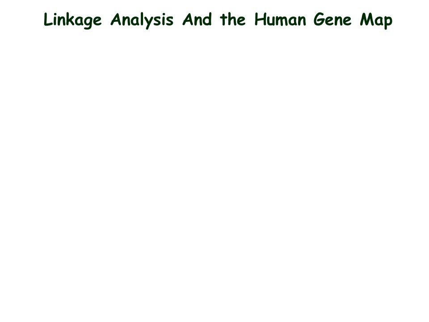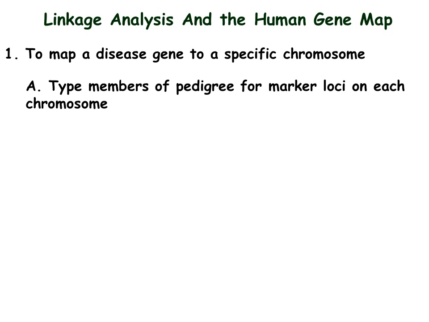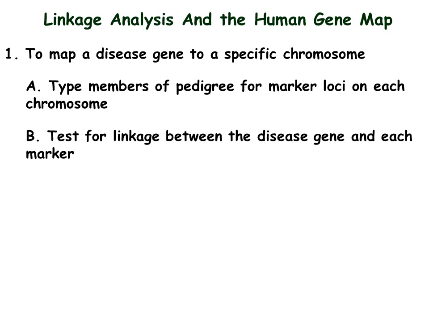Now, the linkage analysis got a lot better once we got more of what we call a hap map, a haplotype map. And that is with all these markers all over each of the chromosomes. So this was something we really wanted to do so we could locate these disease genes to a specific chromosome. So we are typing members of a pedigree for marker loci in each of the chromosomes in order to do this. And then we test for linkage between the disease gene and each marker.